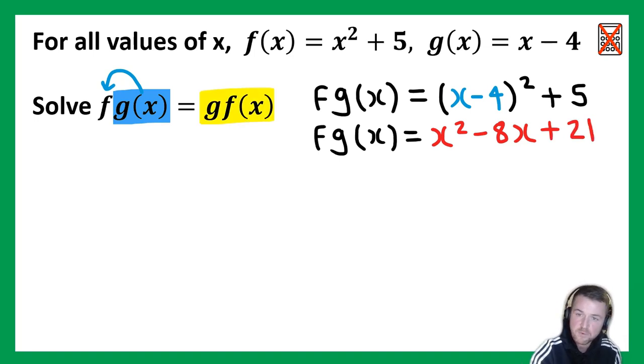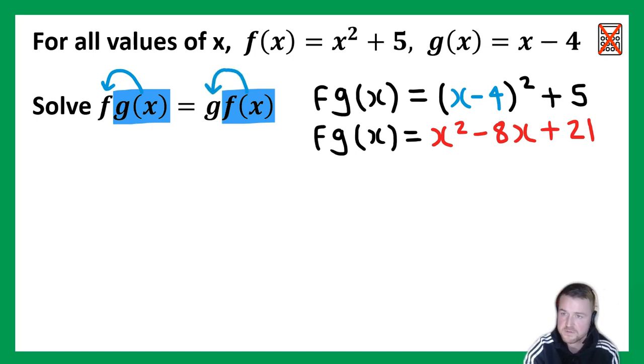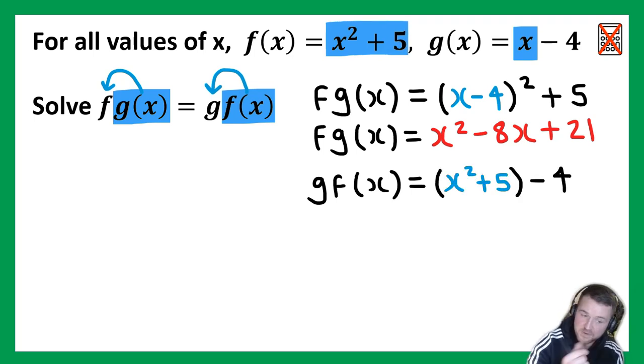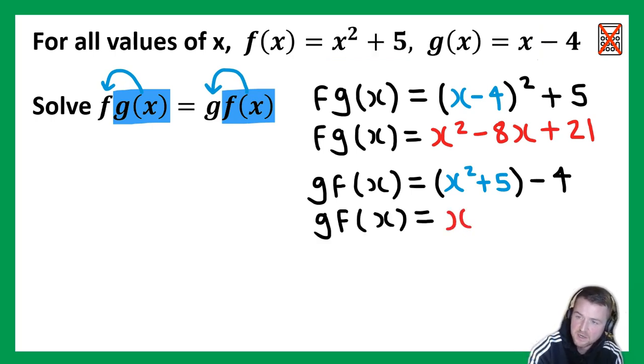I can do the same for g f of x. So the function of f of x is being substituted into the function of g. So starting with x minus 4, every single time I see x, I'm going to replace it with the function of f, which is x squared plus 5, giving me x squared plus 5 in a bracket, and then take away 4. And simplifying by collecting like terms will just leave me with x squared plus 1.